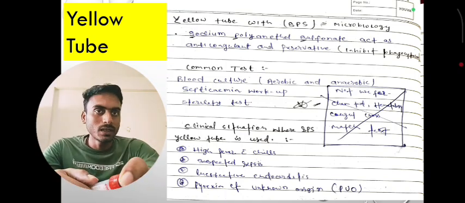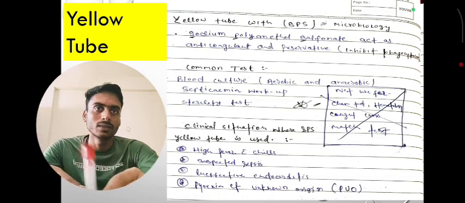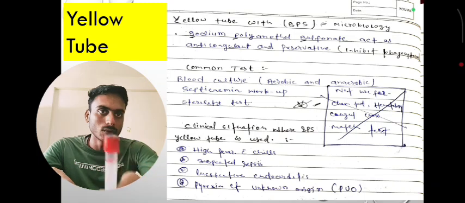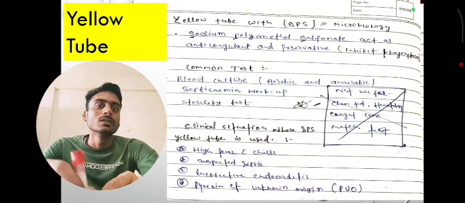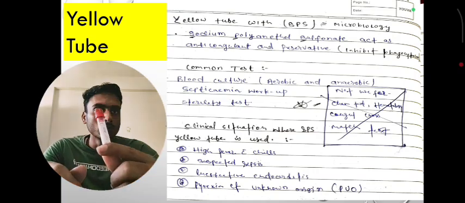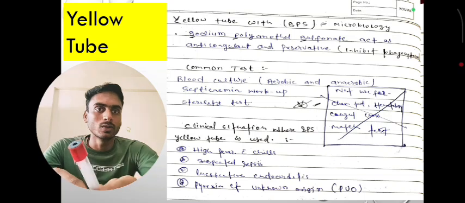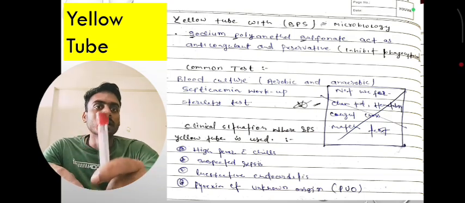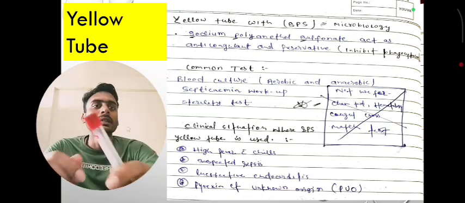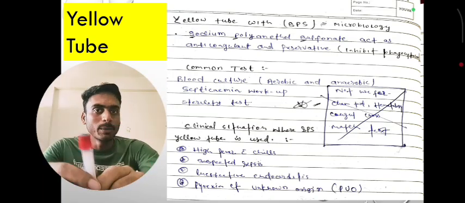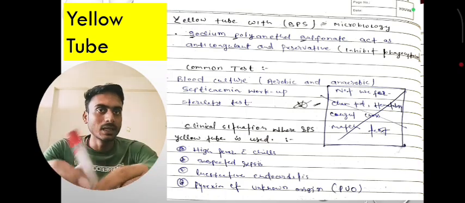Septicemia, meaning infection in the blood, or a sterility test, at that time you use the yellow tube with SPS. You use the yellow tube with SPS if the patient has high fever with chills, suspected sepsis, infective endocarditis, or pyrexia of unknown reason. So in short, if the patient has any infection-related symptoms, you use the yellow tube with SPS.